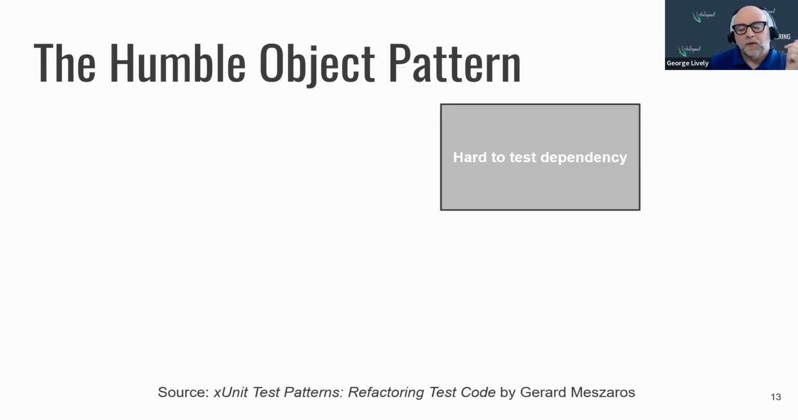Okay, so here's where I introduce just one pattern. It's basically all we have time for today, to figure out how to do some of this refactoring and figure out how to move some of that overcomplicated code out of that top right quadrant into the other quadrants. And a really good pattern for that is called the humble object pattern. It was articulated by Gerard Meszaros in his book xUnit Test Patterns, Refactoring Test Code.